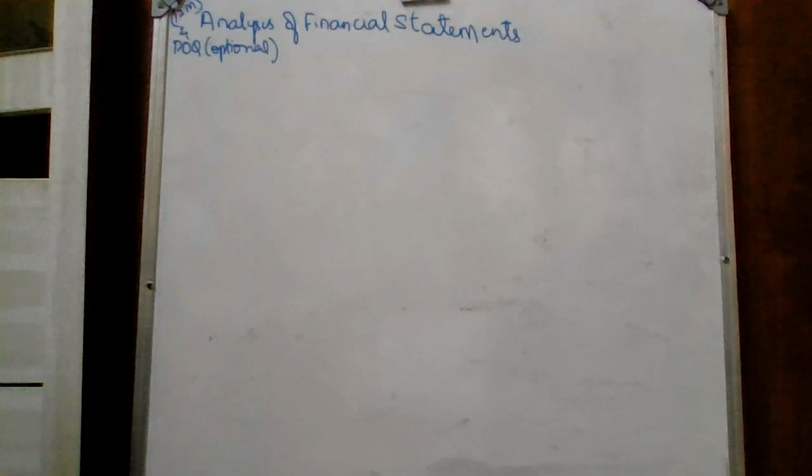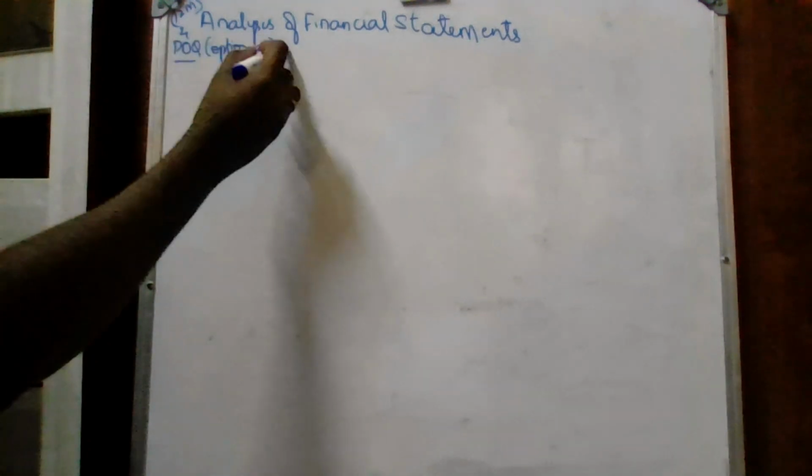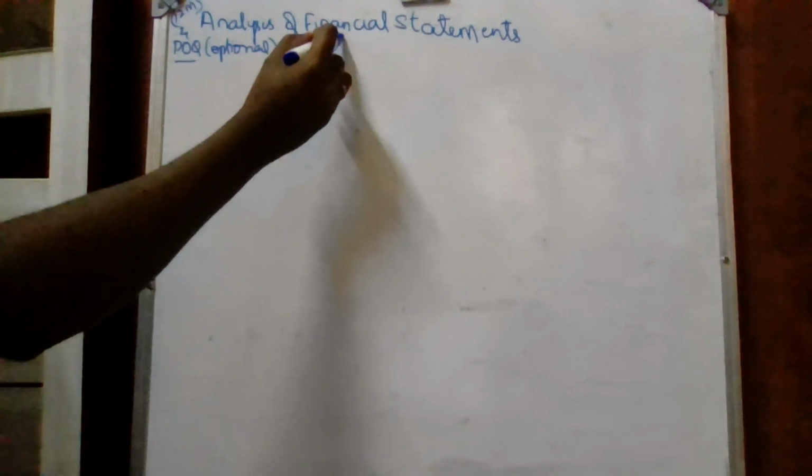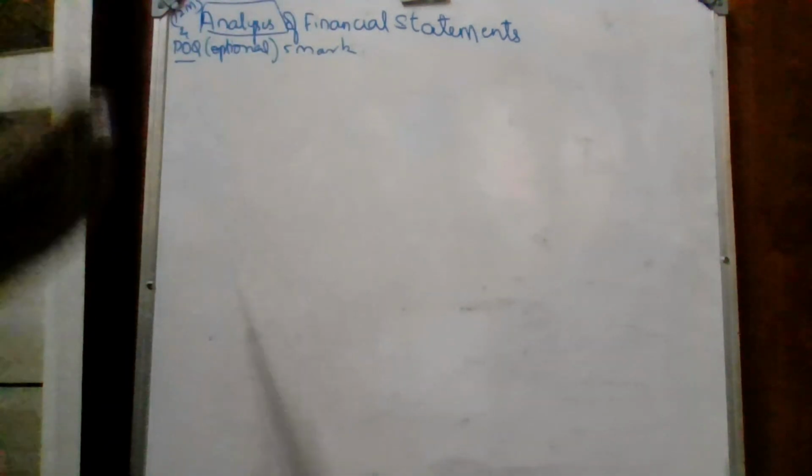Today we will do analysis of financial statements for second PU, as the exams are near. So we will study one more 12 marker which you can do as an optional answer, which is easy, and we have POQ, which is again a 5 marker here. So what is financial statement analysis? Why do we have to do this analysis?